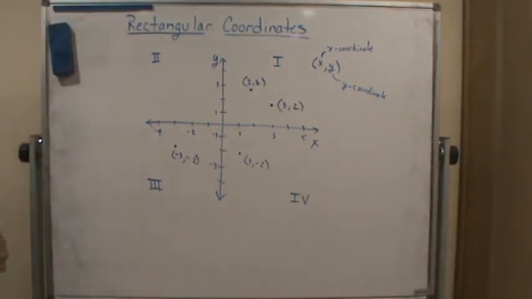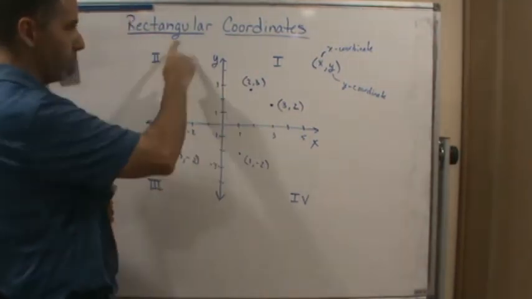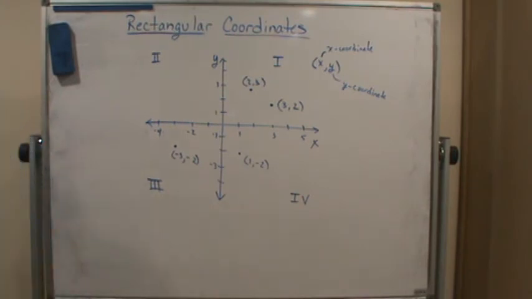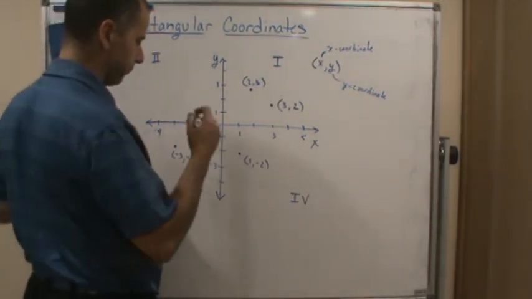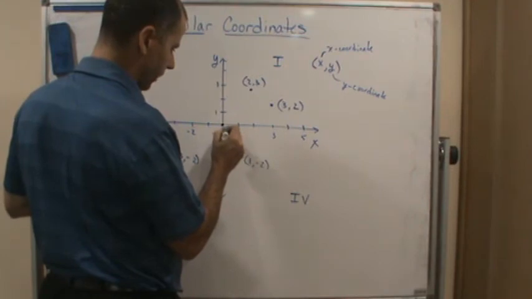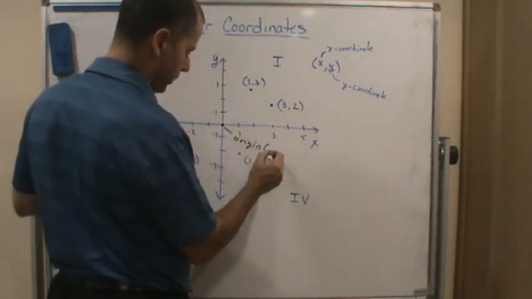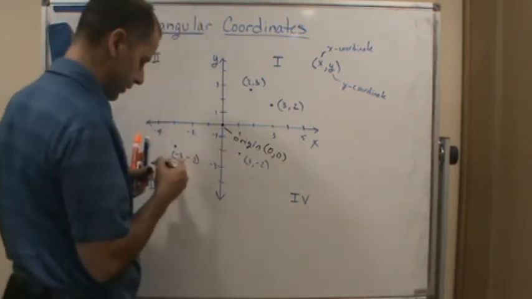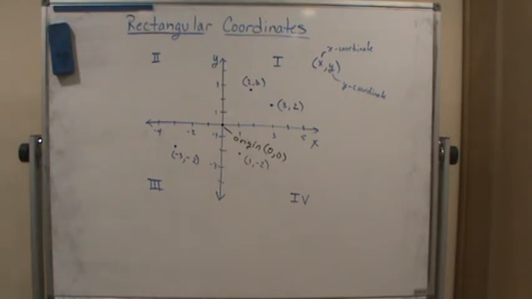So these are points in the Cartesian plane, or in the rectangular plane. And we call this the rectangular coordinate system. Now, this point here where the two axes intersect is called the origin, which is 0, 0.